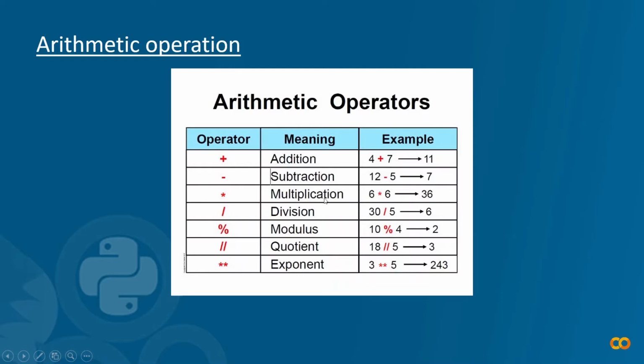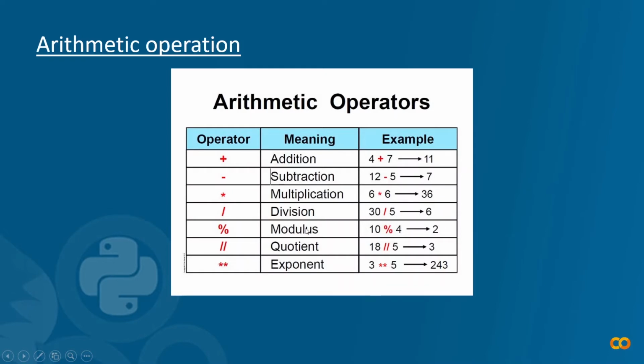The next one is multiplication, and it is represented by the sign star. Just remember that it's a star, not an x or a cross sign, it's a star. So 6 star 6 will return 36. The next operation is division, and it's represented by the slash. So 30 slash 5 will return 6. It can be anything, and if it is not divisible entirely, the result will be a decimal.